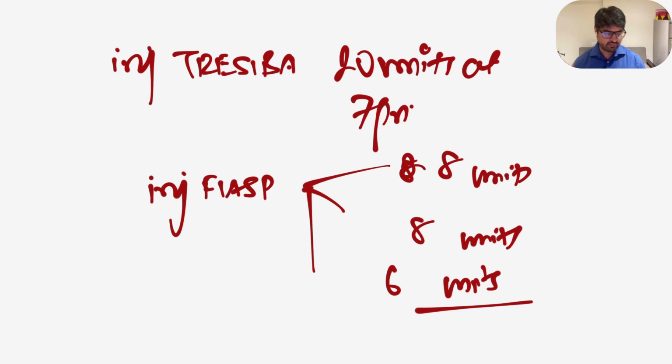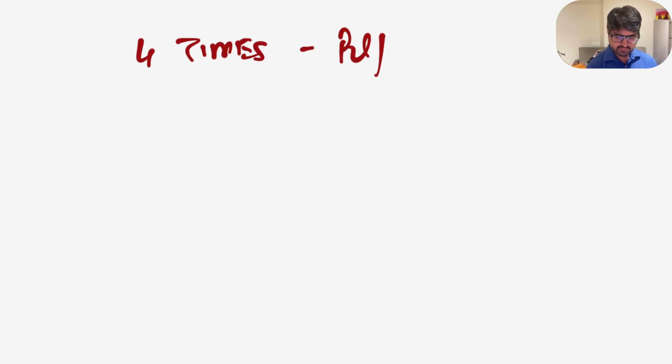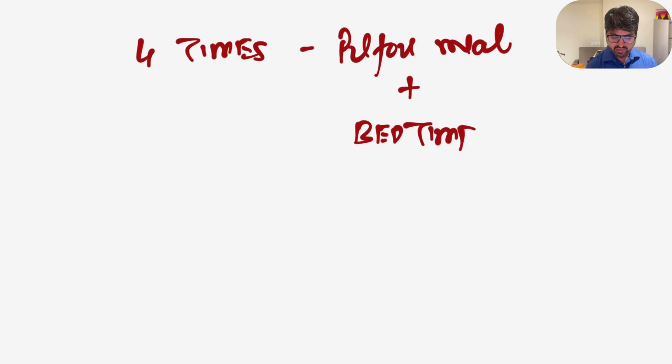Now what is the next step? We typically ask the nursing staff to monitor blood sugar 4 times, that is before meals plus bedtime. Now here you have to understand how to adjust the insulin dose. This is a very critical point. How do you adjust the dose of insulin?